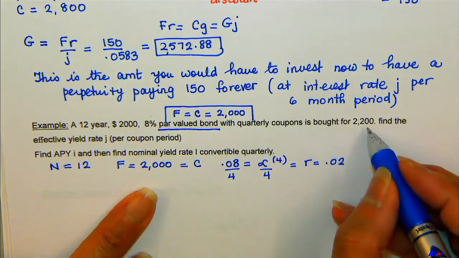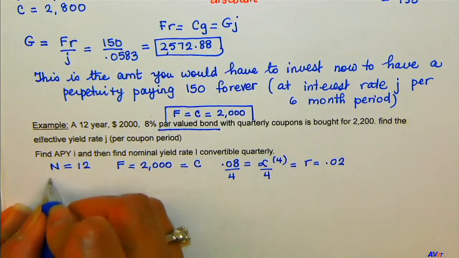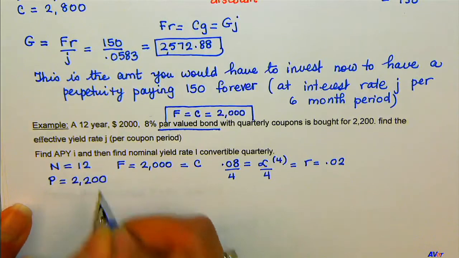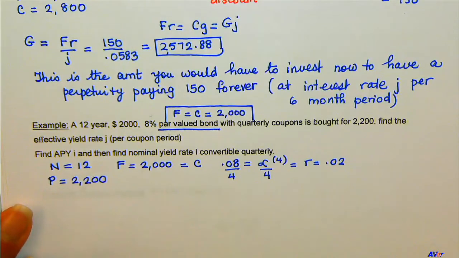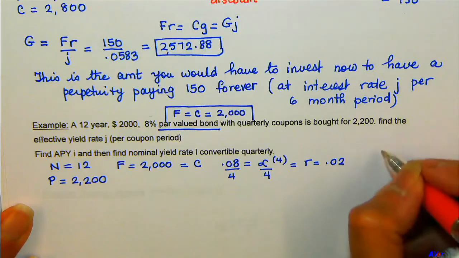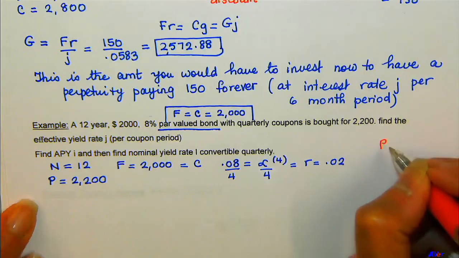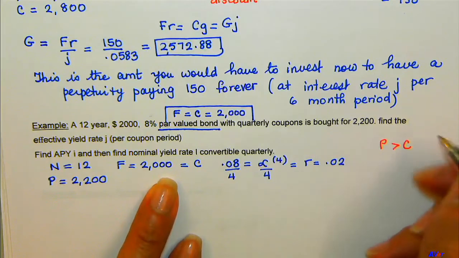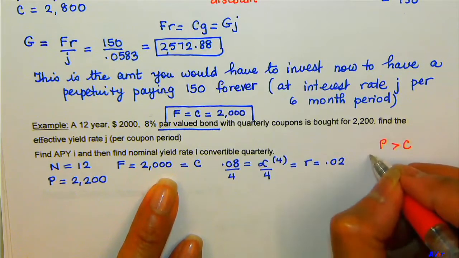Is bought for $2,200. Price equals $2,200. Is this a discount bond or not? You want to be able to recognize immediately, right? So this is P greater than C. So it's not a discount bond. This bond is bought at premium.